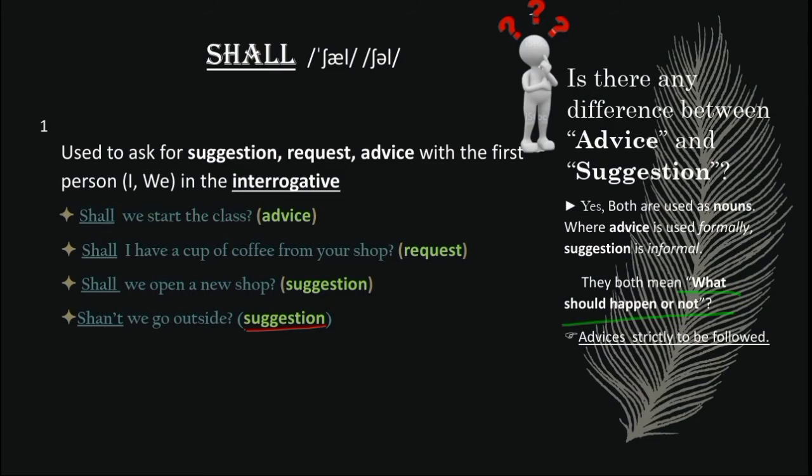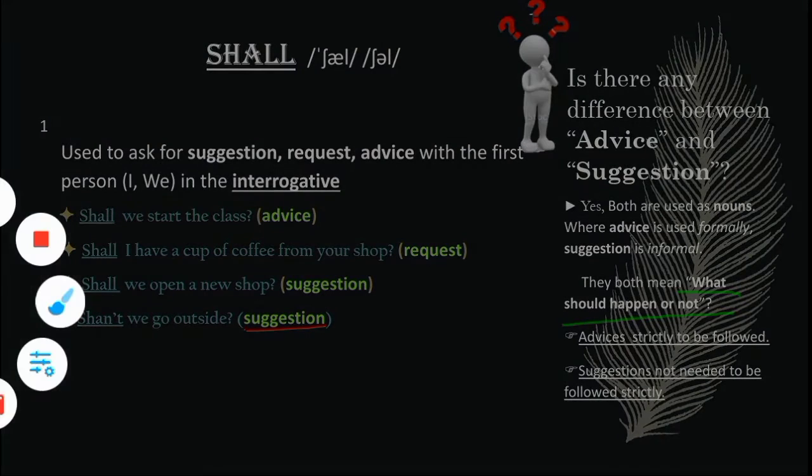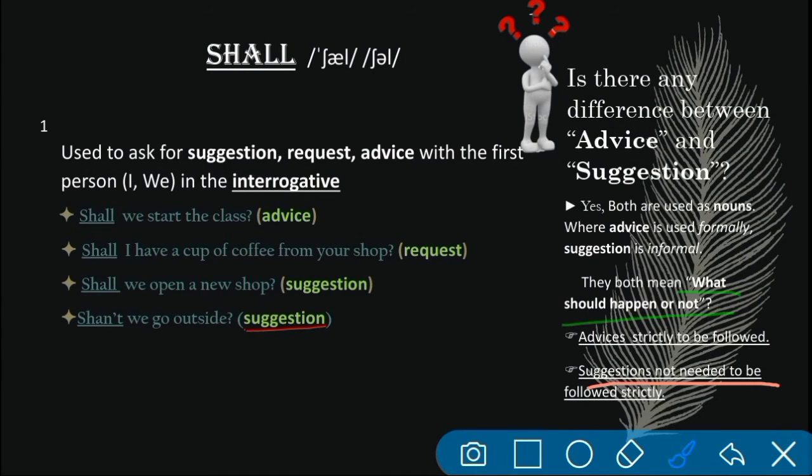And second is the suggestion. A suggestion is not needed to be followed strictly. Suggestions are similar to advice, but not very similar. Suggestions are also about what we should do or shouldn't do, but they are not needed to be followed strictly. It is not necessary to do so, but advices are those suggestions that must be followed strictly. I hope it helps you.